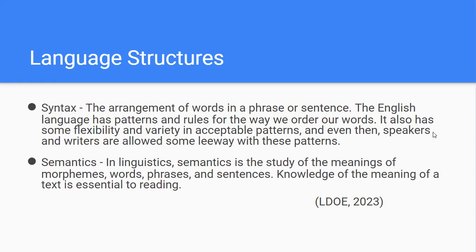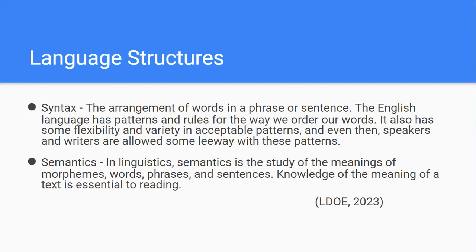So we want to remember that syntax is the arrangement of words in a phrase or sentence. The English language has patterns and rules for the way we order our words. It also has some flexibility and variety in acceptable patterns. And even then, speakers and writers are allowed some leeway in these patterns. So semantics refers to the study of the meanings of morphemes, words, phrases, and sentences. So knowledge of the meaning of text is essential to reading.